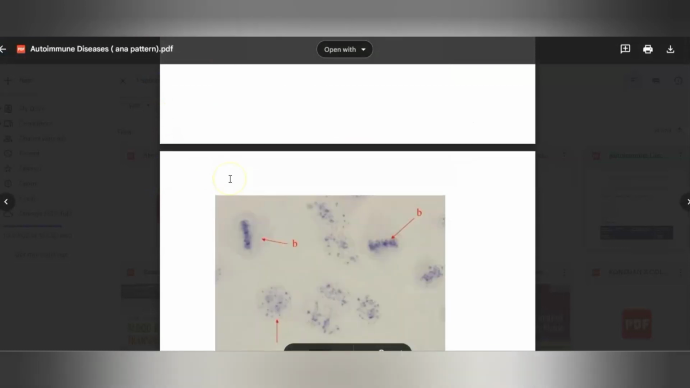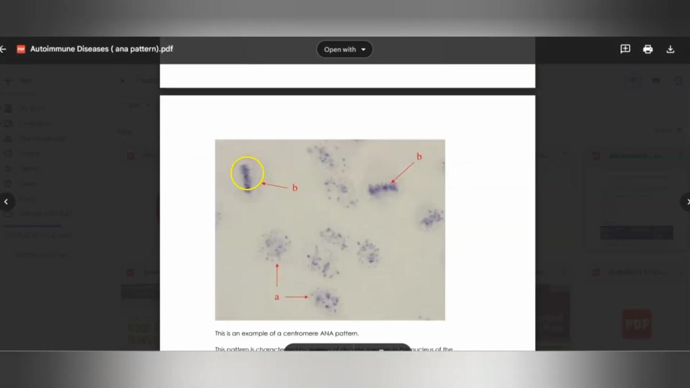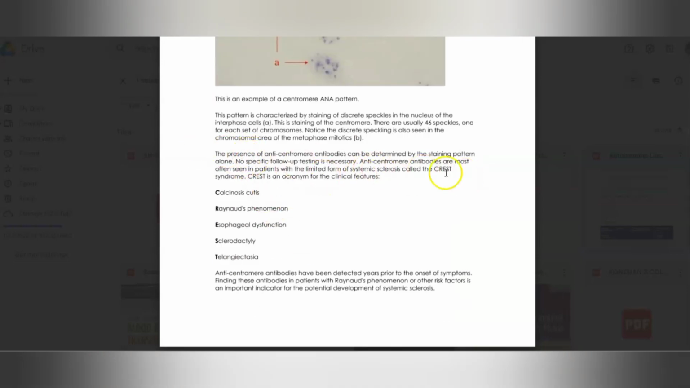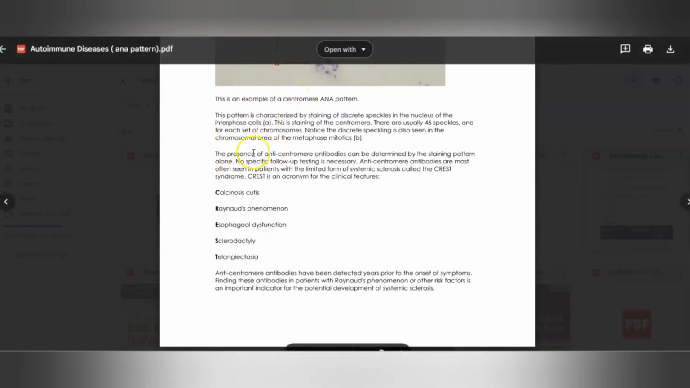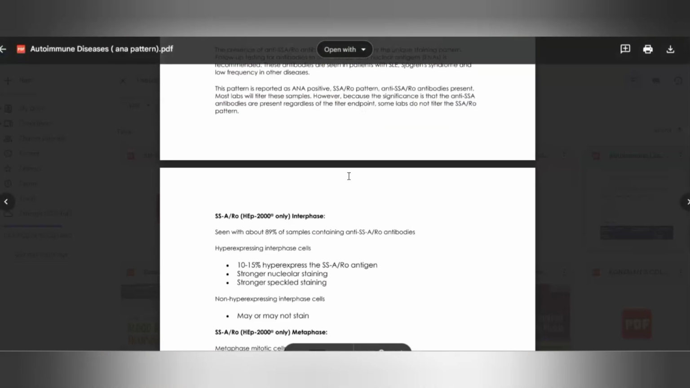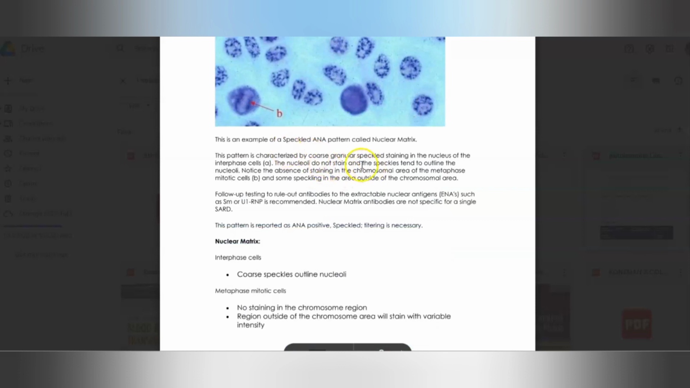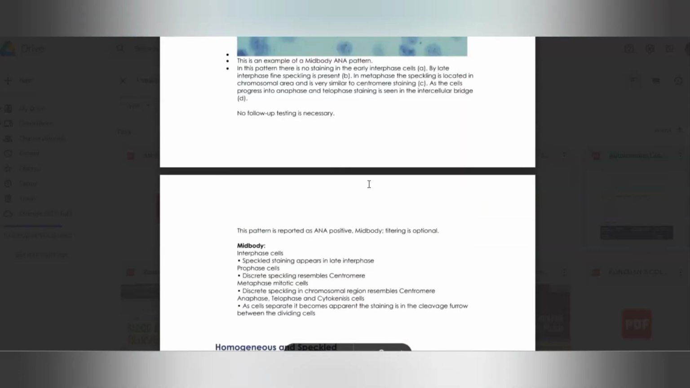And another thing is this pattern, the centromere pattern. It's also very important for this examination, and it is a marker for CREST syndrome. You have all these initials for CREST syndrome. You might be given these initials and then be told which pattern occurs during immunofluorescence staining. Yes. So this document is a must-have for you so that you can know the ANA patterns and the diseases.